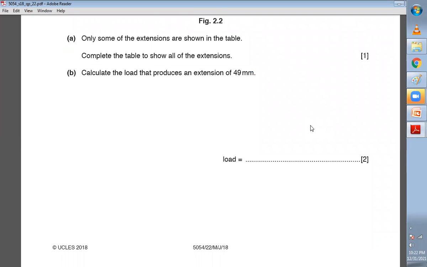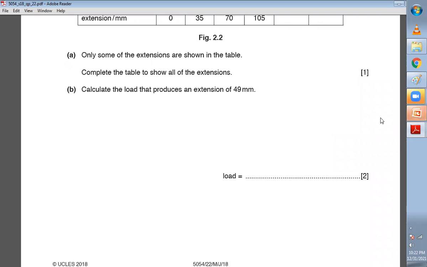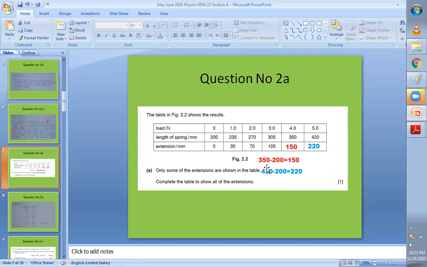Calculate the load that produces an extension of 49 millimeter. So we have to calculate the load which will produce an extension of 49 millimeter. So let's see. One thing is very technical here. So here the load is increased by 1 Newton. The increment in the load is uniform. 1 Newton you are increasing.